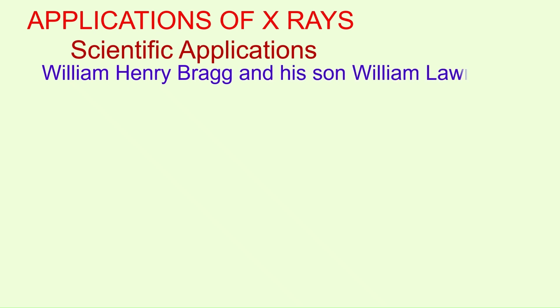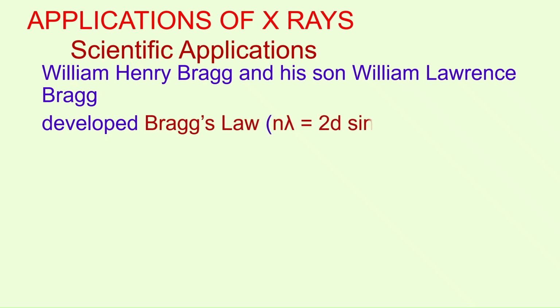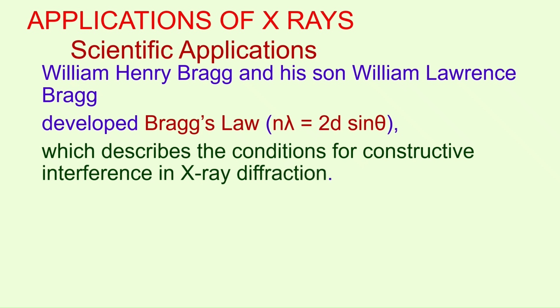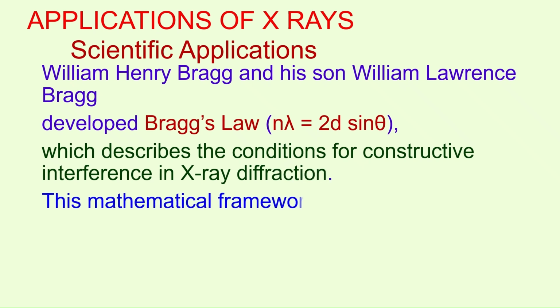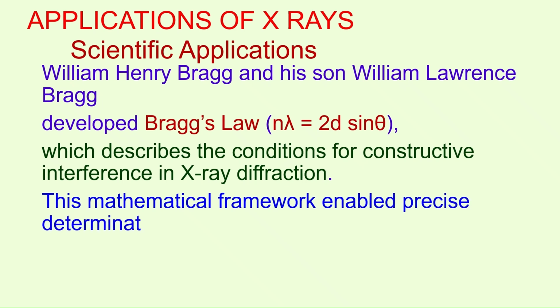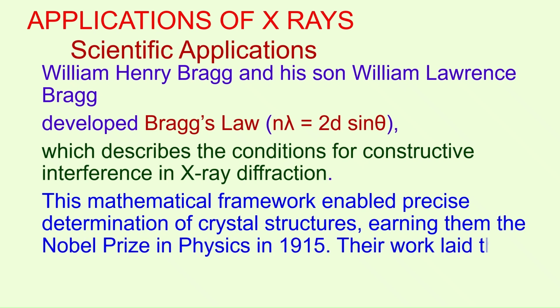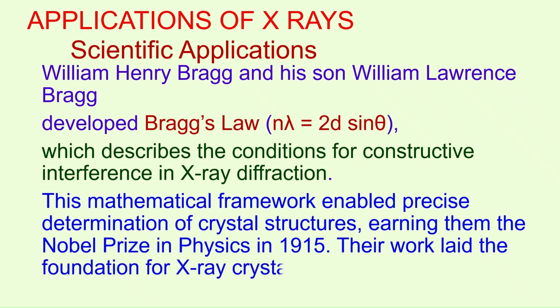William Henry Bragg and his son, William Lawrence Bragg, developed Bragg's law, that is, n lambda equals 2d sine theta, which describes the conditions for constructive interference in X-ray diffraction. This mathematical framework enabled precise determination of crystal structures, earning them the Nobel Prize in Physics in 1915. Their work laid the foundation for X-ray crystallography.